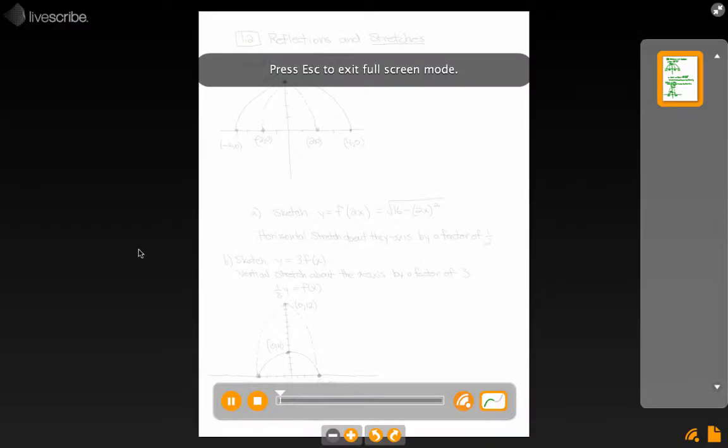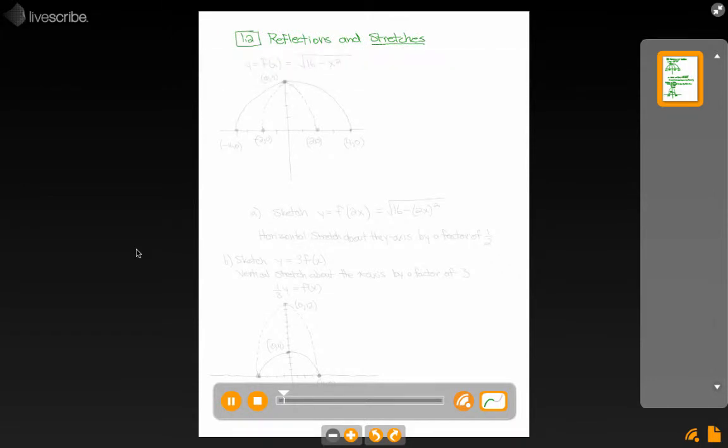Also in 1.2 are stretches. So this example will be about stretches. So we'll start off with a function. We'll call it again y equals f of x. I like this function for this one just because it's a nice curve.